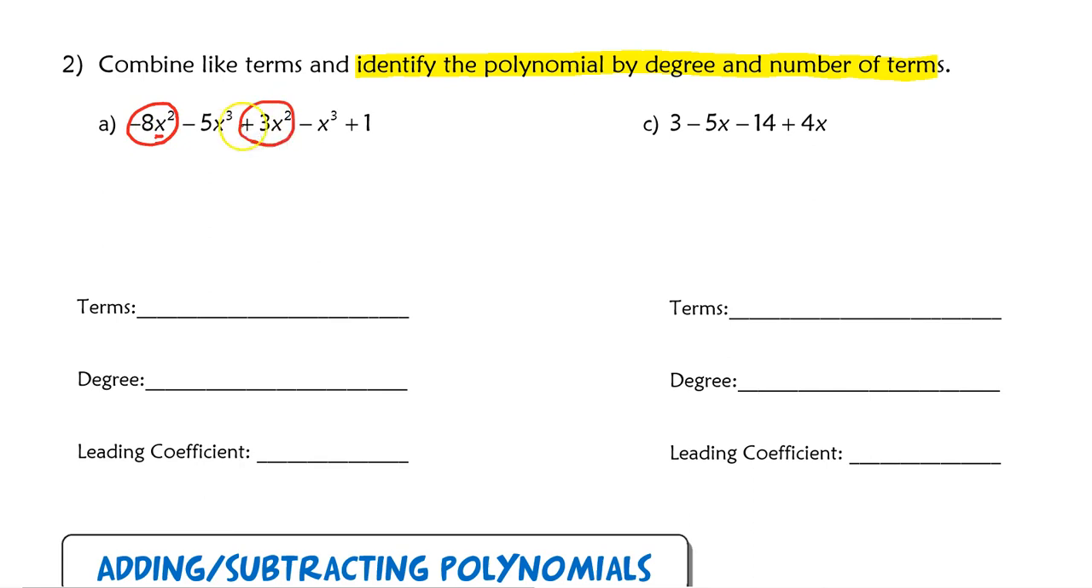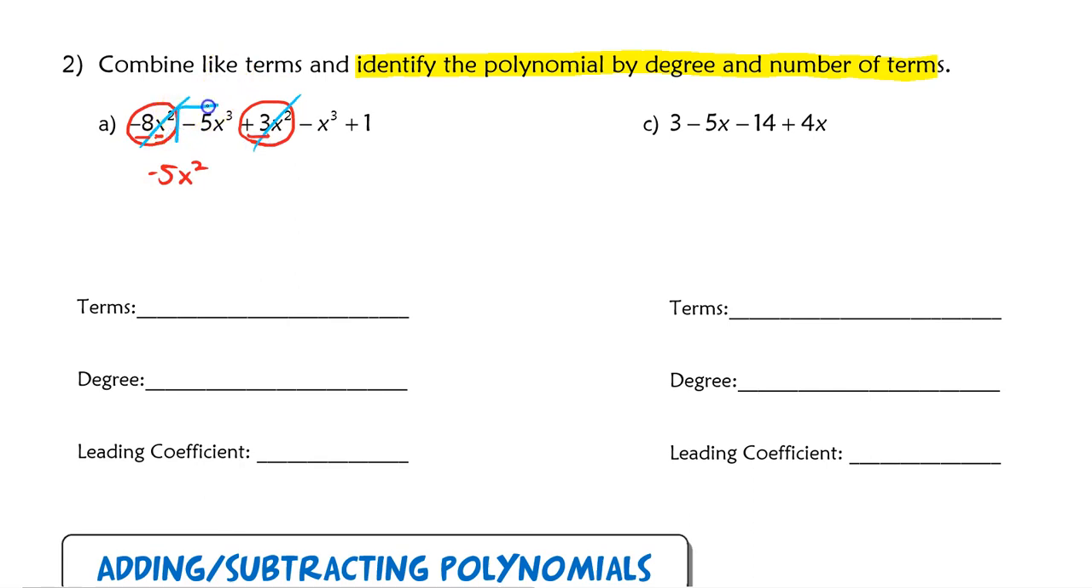Notice I'm circling the sign out in front. So what I type in my calculator would be negative 8 plus 3. Okay, it's important to get the sign out in front of it. So negative 8 plus 3 would give me negative 5x squared. Now I'm going to move on to the next term. So I just kind of cross those out as I go along.